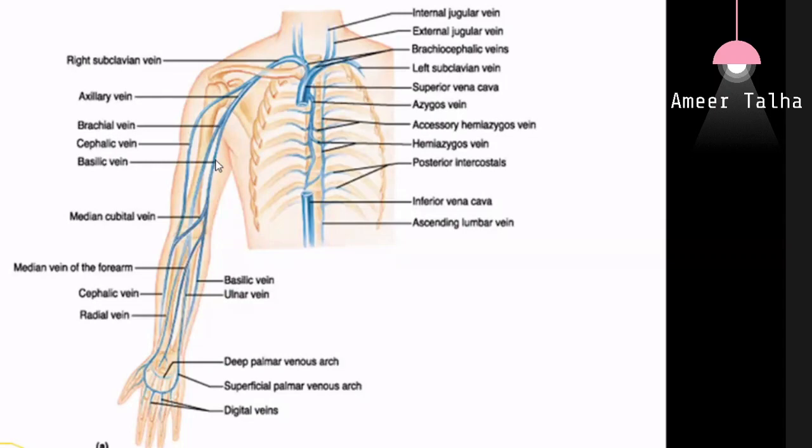And in the middle of the arm, the basilic vein combines with the vena comitantes of the brachial artery at the lower border of teres major to form the which vein? Axillary vein. Axillary vein. Okay, so the formation of axillary vein is by basilic vein along with the vena comitantes of brachial artery.